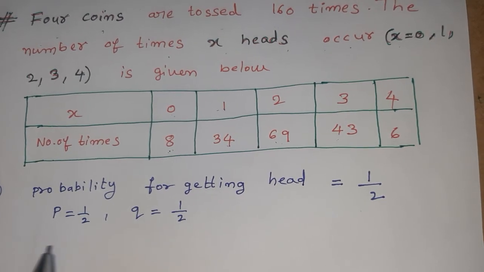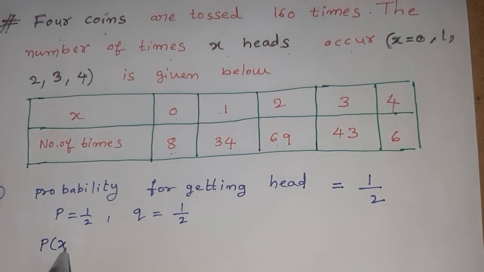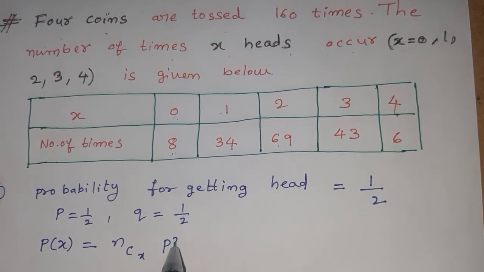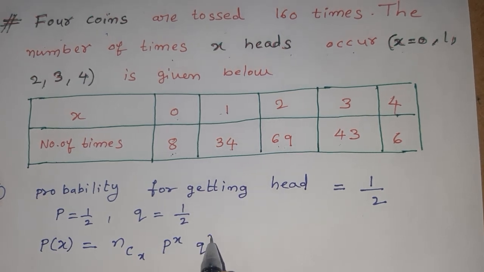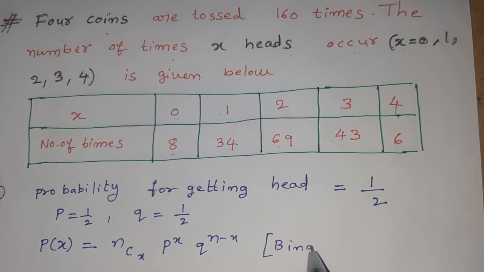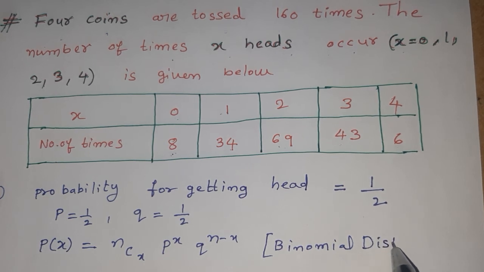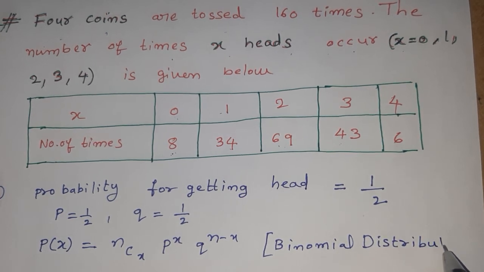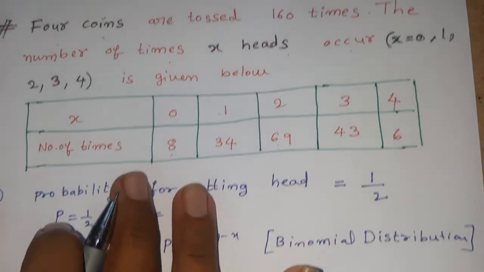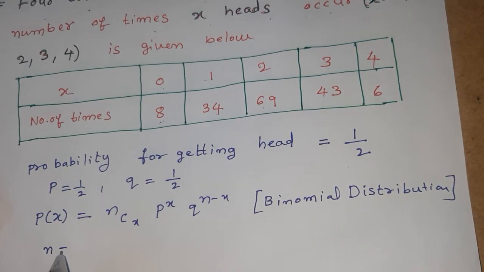And now P of x is given by the binomial distribution. We have P of x is n c x p power of x q power of n minus x. This is by the binomial distribution. Now here note that small n is equal to 4.